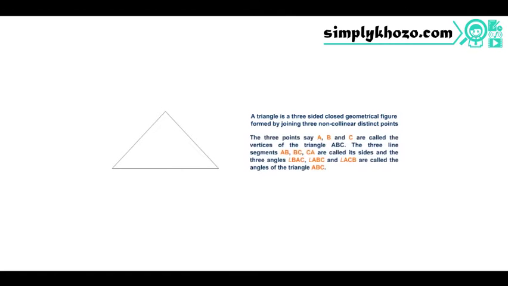A triangle is a three-sided closed geometrical figure formed by joining three non-collinear distinct points. The 3 points, say A, B, and C, are called the vertices of the triangle ABC. The 3 line segments AB, BC, and CA are called its sides, and the 3 angles, angle BAC, angle ABC, and angle ACB, are called the angles of the triangle ABC.